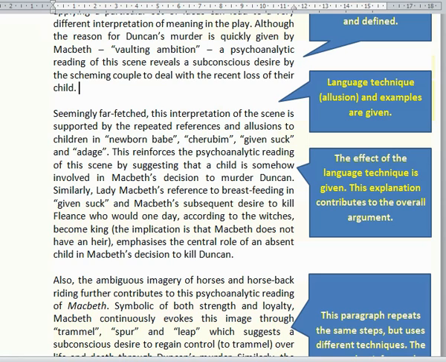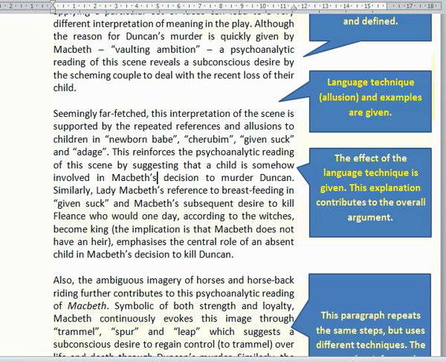The second step, if you remember, was to name a language technique, give examples of that language technique, and then write about the effect. "So, seemingly far-fetched, this interpretation of the scene is supported by the repeated references and allusions to children." There's a technique. The technique is allusion. "Newborn babe, cherubim, give suck, and adage." These are the examples. This is the evidence of these allusions.